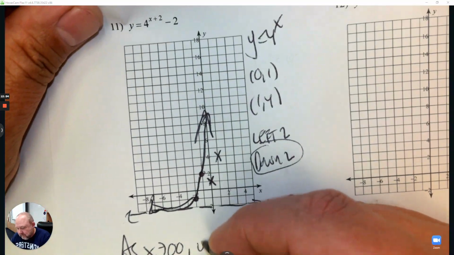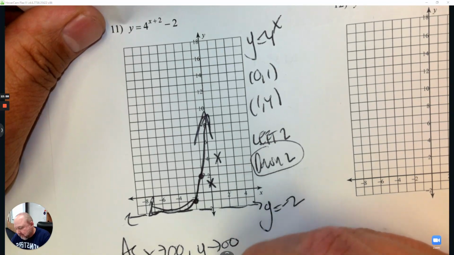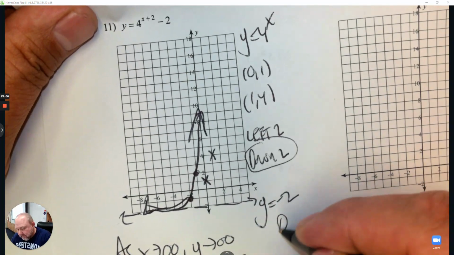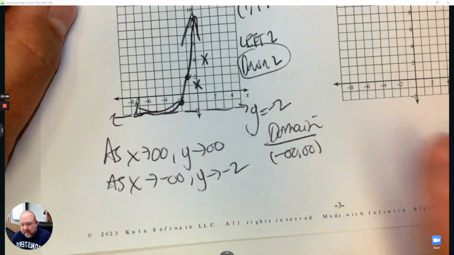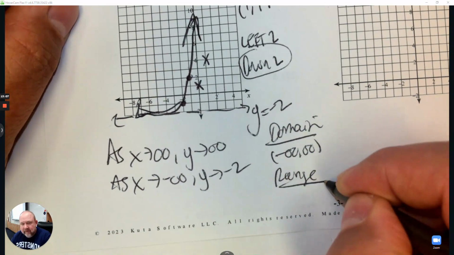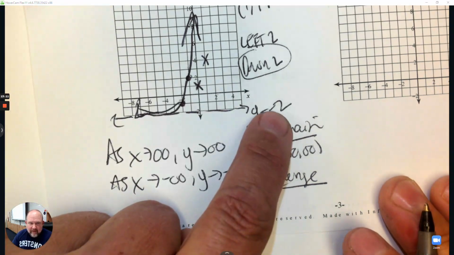I'll do the end behavior first. So the right end goes up and the left end goes to the asymptote, which is at -2. And then the domain is always all real numbers, and the range, so look carefully off the graph, from the bottom to the top, so that's -2 up.